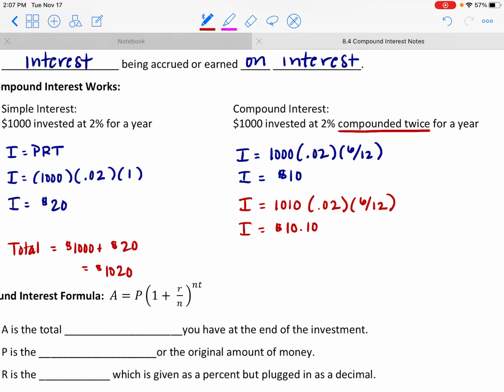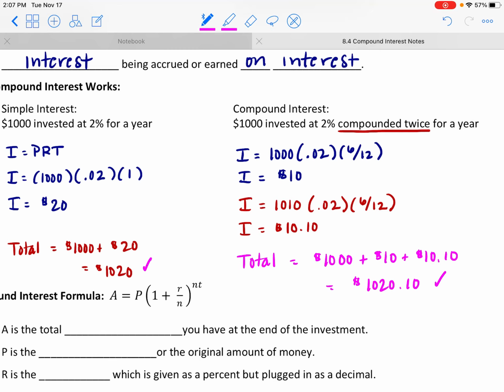So what do we have now total at the end of this year? Sorry, we were at 1,000, then we got $10. Let's do it from the beginning. We were at 1,000, we got $10 for the first 6 months, and then we got $10.10 for the next 6 months. So the total here is 1,020 and 10 cents. So the total here is more than the total here because that second time we calculated the interest, we were calculating it on the original principal plus that interest that got added in for the first 6 months.